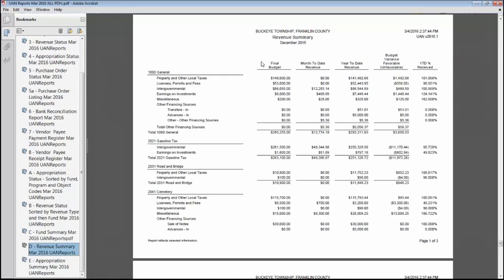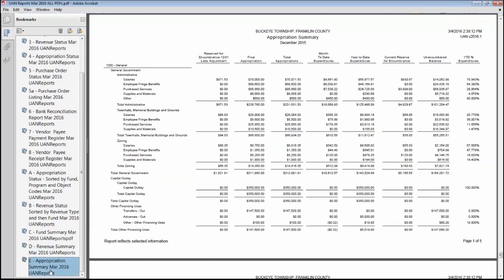I then can see my revenue summary, which ties as well according to the information that's presented on an annual financial report. So the same information that I can see reflected in a revenue status report through the revenue summary, I can see it restated within the context of an annual financial report. And again, same thing with the appropriation summary. As mentioned before, we see the salary, employee fringe benefit, purchase services, supplies, and materials. So again, it's the same information, but represented to help you to continue to make good decisions.